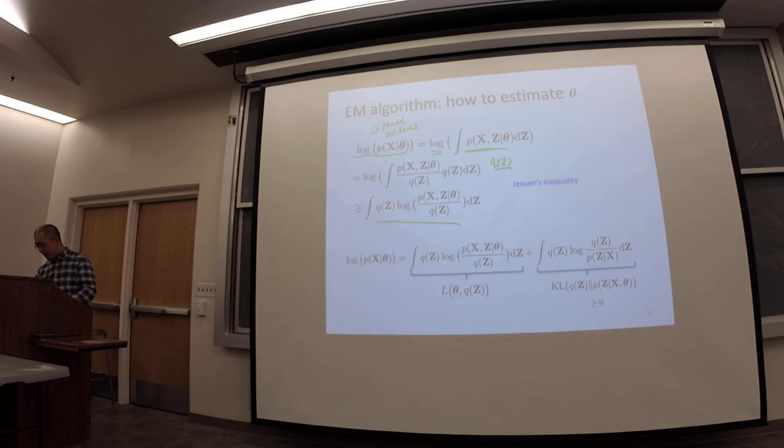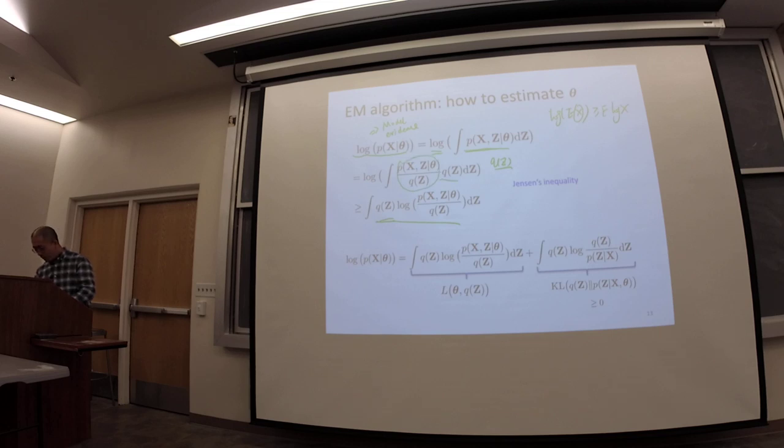So basically, for a concave function like the logarithm, the logarithm of the expectation of a random variable is bigger than or equal to the expectation of the logarithm of the variable. So this is called Jensen's inequality. And here the random variable is essentially this fraction.